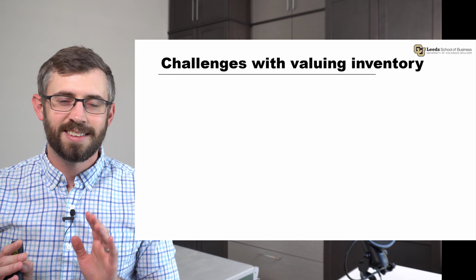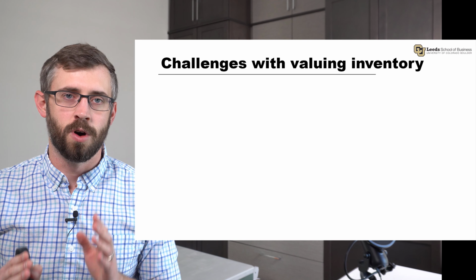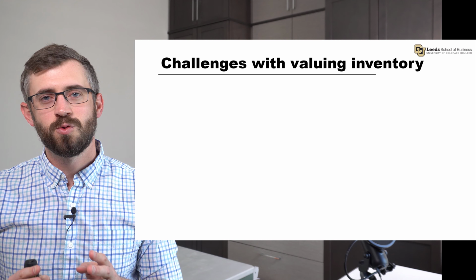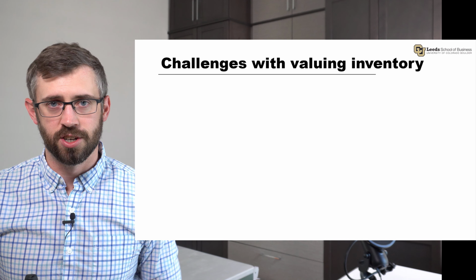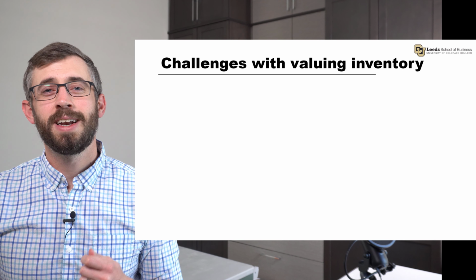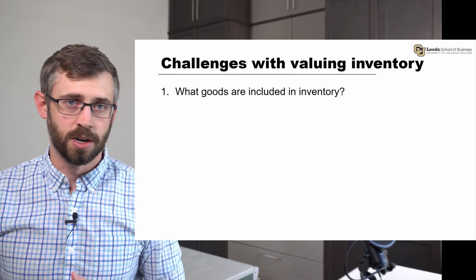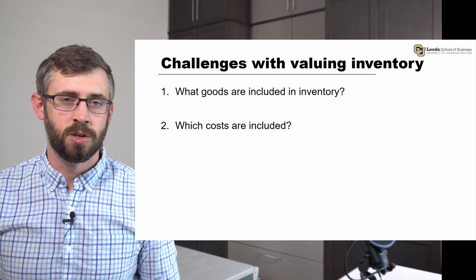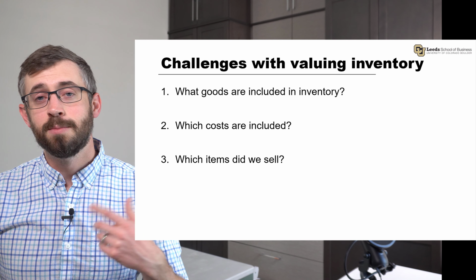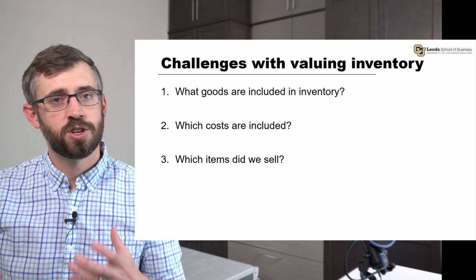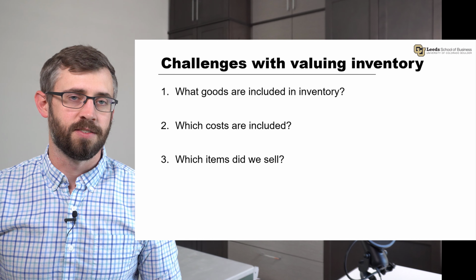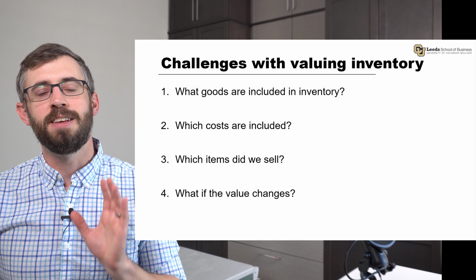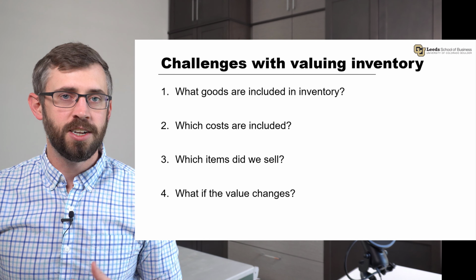All right, so like I said at the start, inventory is definitely one of our harder topics, and we're faced with 4 distinct challenges that we're going to have to deal with. So we're going to have to answer what goods are included in our inventory, what costs get included in our inventory balance, which items did we sell when we make a sale, which costs do we choose to go into cost of goods sold, and finally, what if the value of our inventory changes over time?